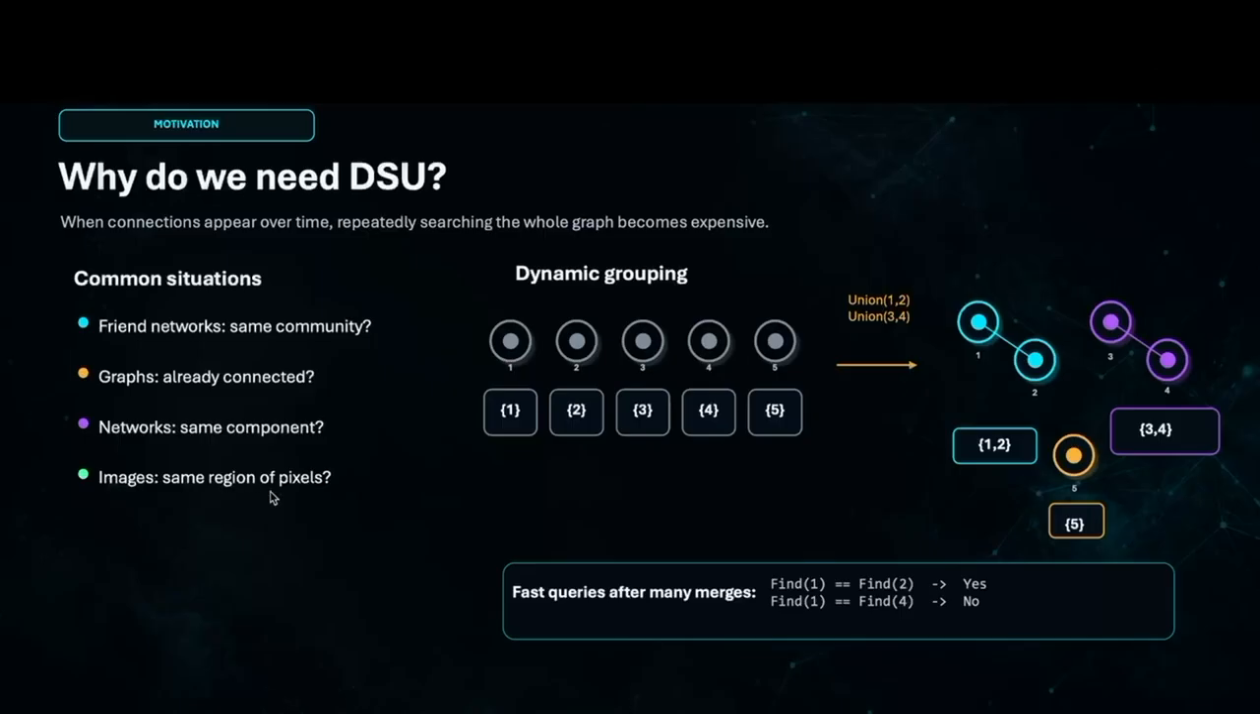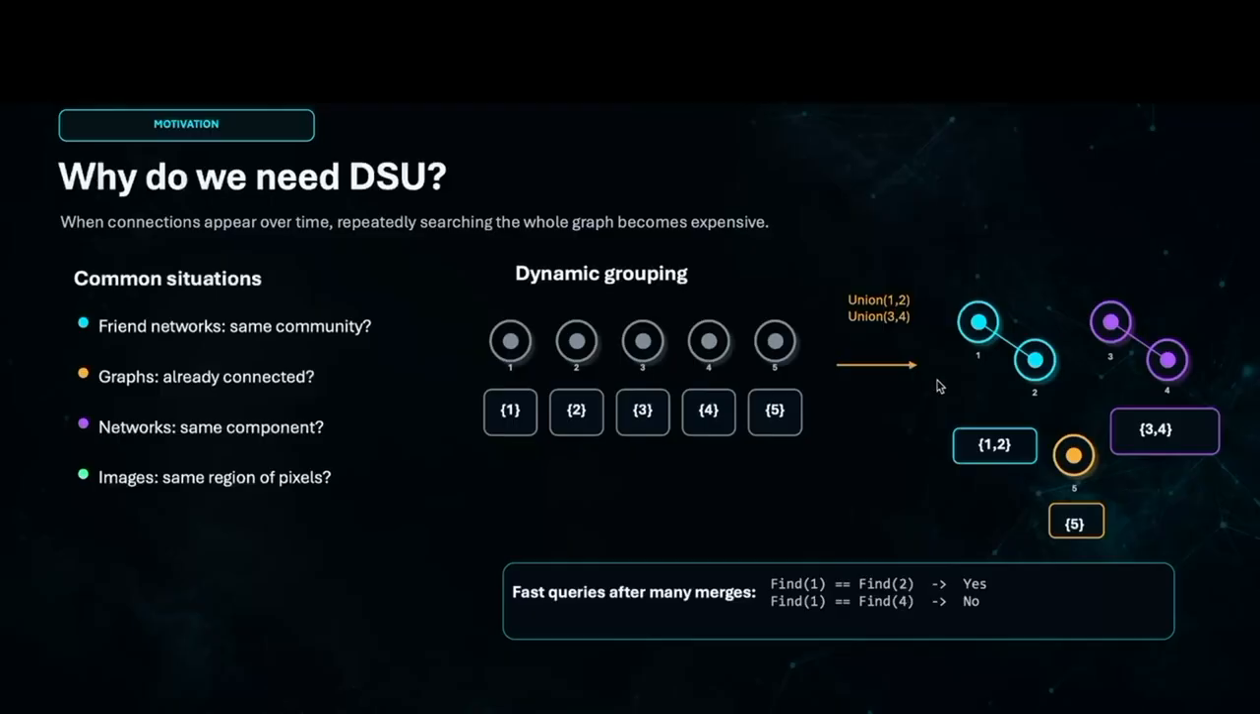Let me show you how this actually works with a simple example here. We start with 5 separate nodes, node 1, 2, 3, 4 and 5, each alone in their own group. Then node 1 and node 2 become connected, so they share one group. Node 3 and node 4 are also connected, forming another group. Now if we ask, are node 1 and node 2 in the same group?